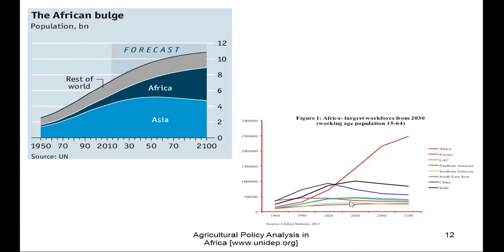By the year 2050, in all the subcontinents of the world, the population is trending downward. It's only Africa that has an explosion of population between the year 2050 and 2100, which gives us an indication that Africa's population is going to grow and Africa is going to have the largest workforce from 2030, aged between 15 and 64. So not only the young population, even the adult population of Africa is going to surpass that of many other subcontinents. This population explosion has challenges and benefits, and those benefits are referred to as dividends.